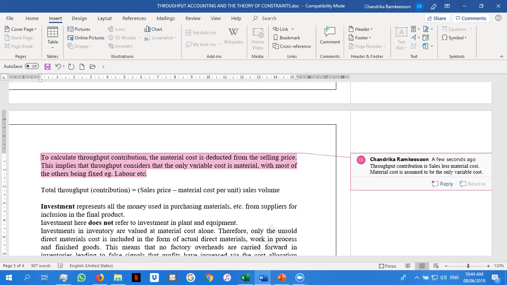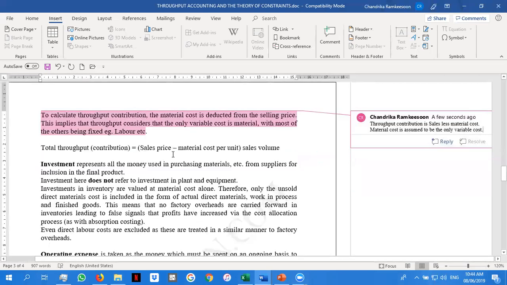Right. Sales less material cost, throughput contribution. Material cost is assumed to be the only variable cost because contribution, remember, is sales less variable cost. It's just that with marginal costing, variable cost includes direct material, direct labor, and so on. But with throughput contribution, which is not the same as contribution under marginal costing, it is sales less variable cost as well, except that the variable cost is only made up of materials itself, direct materials.